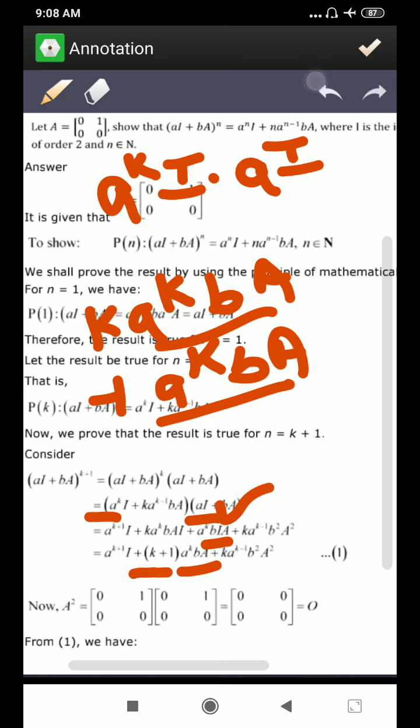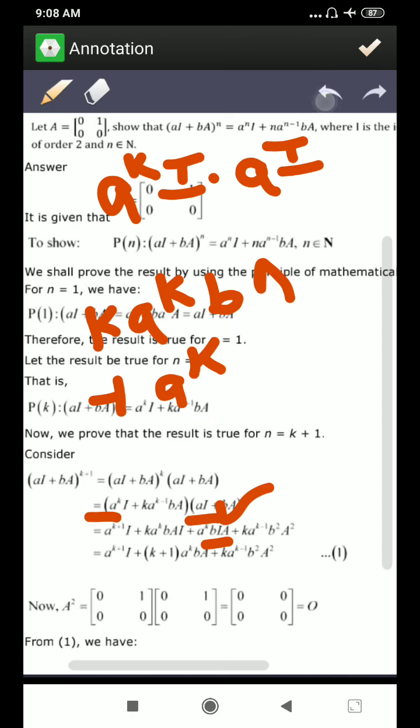Now you have to find A square from the given value of A. A is already given in the question, so as A is given, we will calculate A square. It is 0 1 0 0, 0 1 0 0. You just multiply these two by simple multiplication. All four terms will come 0, so this will be O only. O means 0. So A square is 0.